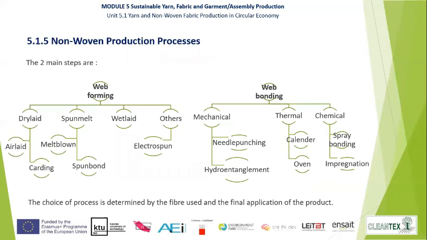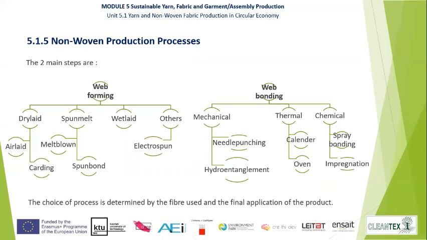We will go now through non-woven production processes. The two main steps to produce a non-woven are web forming and web bonding. The different processes of web forming are dry lead, spun melt, wet lead, and others like electrospinning.